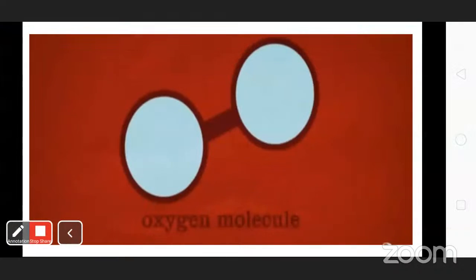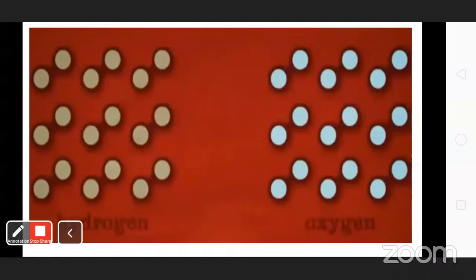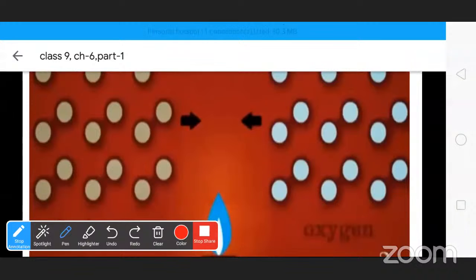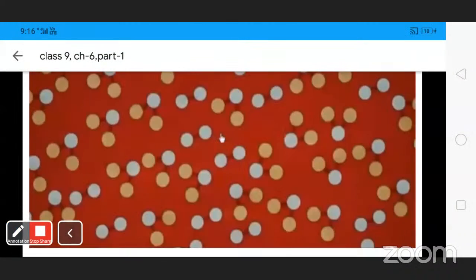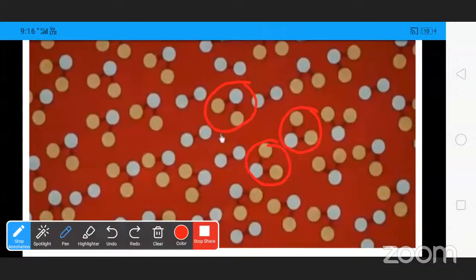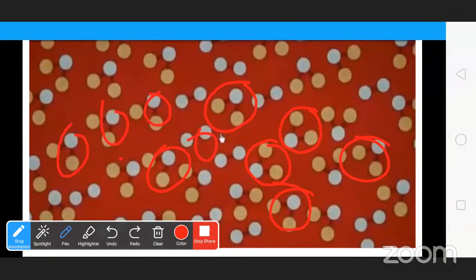Now see, similarly, we have an oxygen molecule and a hydrogen molecule. By applying chemical methods, when we heat them, what will happen here? This hydrogen and oxygen will combine together. See here, hydrogen atoms and oxygen atoms are combined together. See, 2 hydrogen atoms and 1 oxygen atom are combined together here.